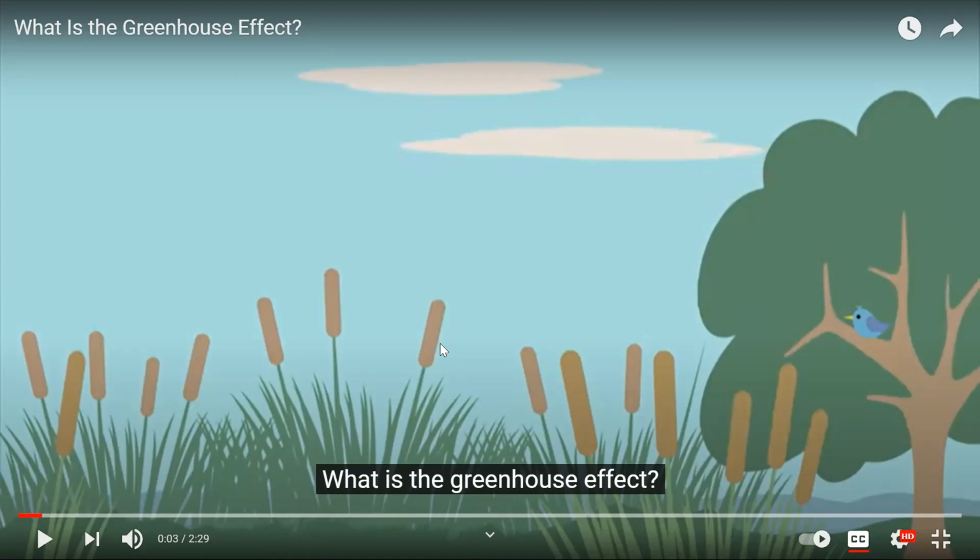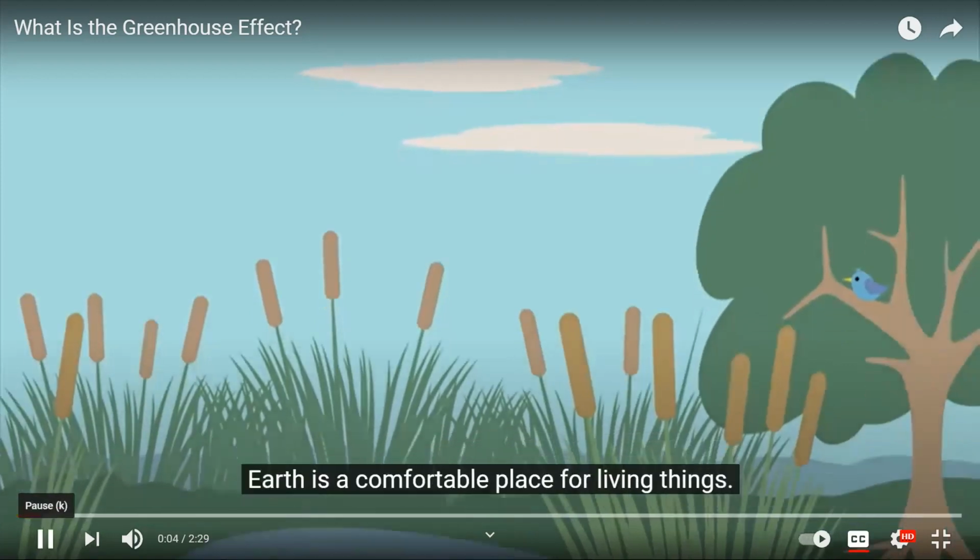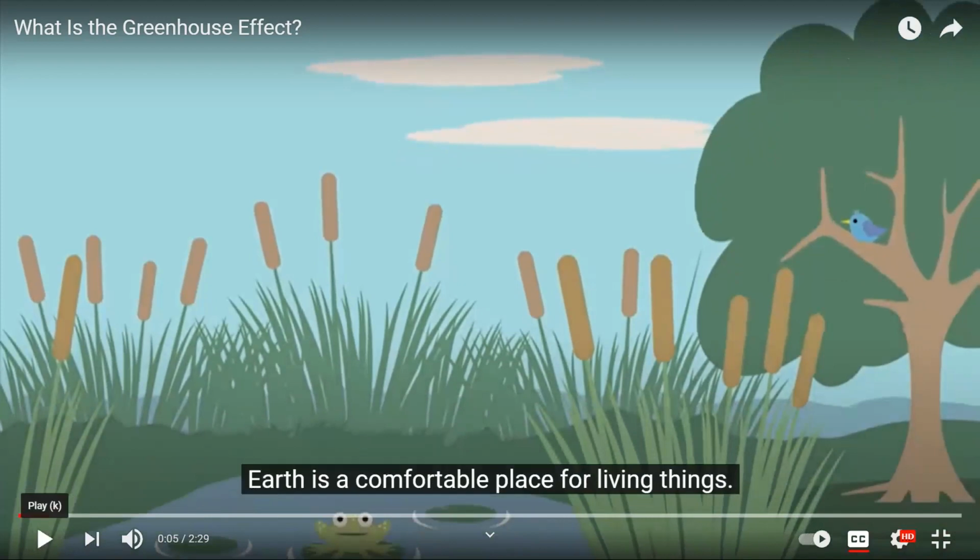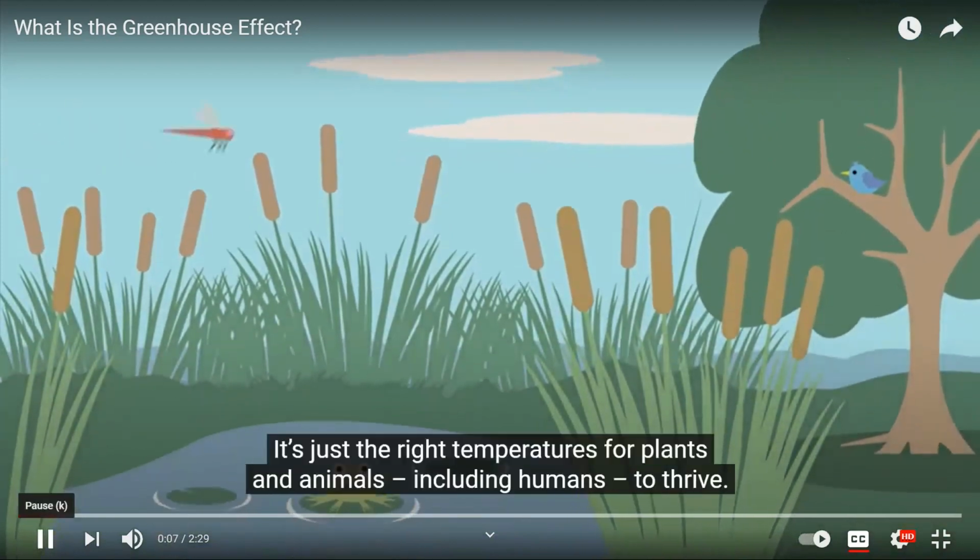Yes, they decrease the amount of carbon dioxide in the atmosphere, as well as increasing the amount of oxygen in the atmosphere. But the major aim is to reduce the greenhouse gases and therefore cool down the earth. So from this video, what I wanted you to see is that Earth is a comfortable place to live. It's just the right temperature for plants and animals, including humans, to thrive.